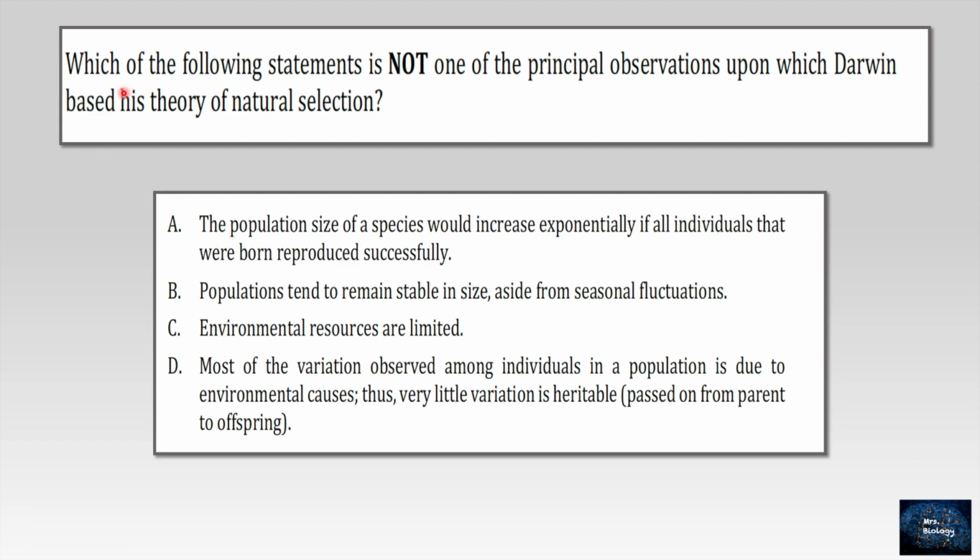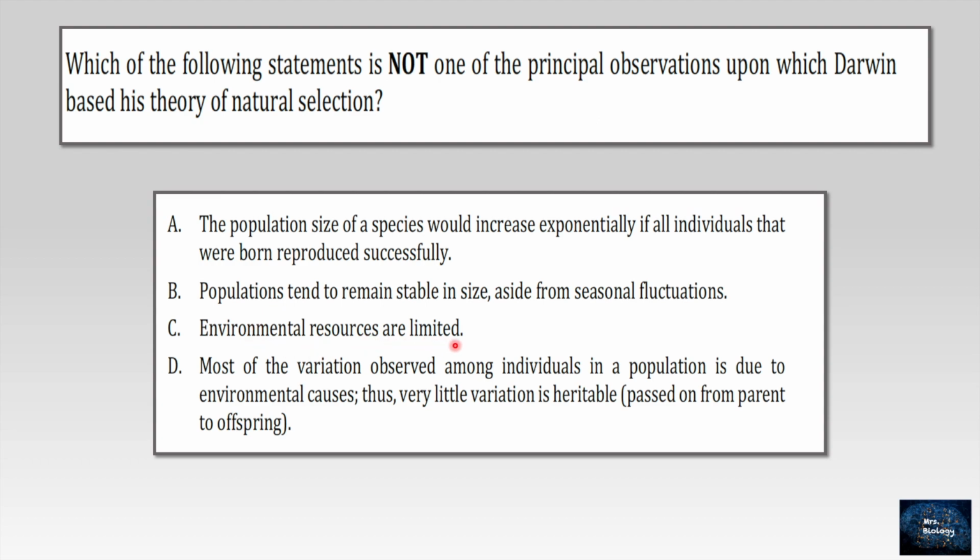Let's see this question about Darwin. Which of the following statements is not one of the principal observations upon which Darwin based his theory of natural selection? A, the population size of a species would increase exponentially if all individuals that were born reproduced successfully. This statement is 100% right and related to natural selection. B, populations tend to remain stable in size aside from seasonal fluctuations. Sure, natural selection, that means the environment and the seasons will affect the stability of the population size. So this is also right.